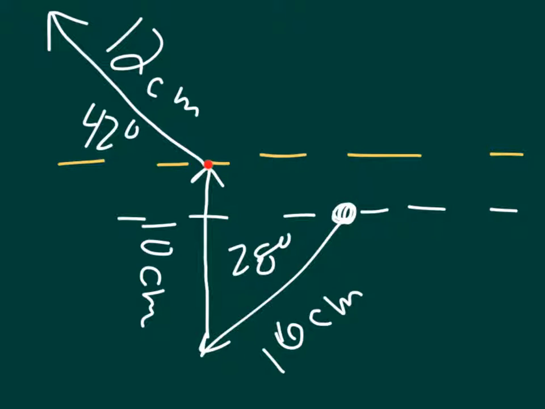And then for segment C, the ant goes 12 centimeters at an angle of 42 degrees north of west. This is west. This is north of west. This is west. This is north of west. It is above that. Okay? Does that answer your question?